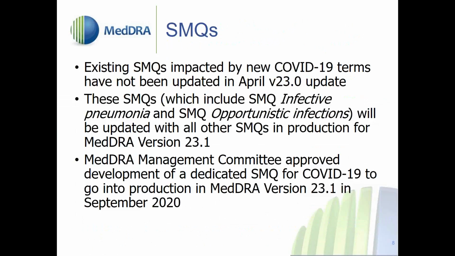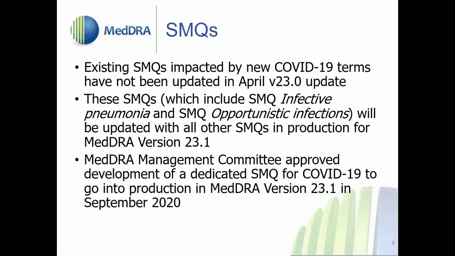So moving along to SMQs. Existing SMQs impacted by the new COVID-19 terms have not been updated in the April 23.0 update. Our medical team did a review and they feel primarily two SMQs may be impacted, and these two SMQs include SMQ infective pneumonia and SMQ opportunistic infections. Although COVID-19 is not a traditional opportunistic infection, it can be more severe in the immunocompromised population. And some of the COVID-19 related terms could be added to this SMQ.